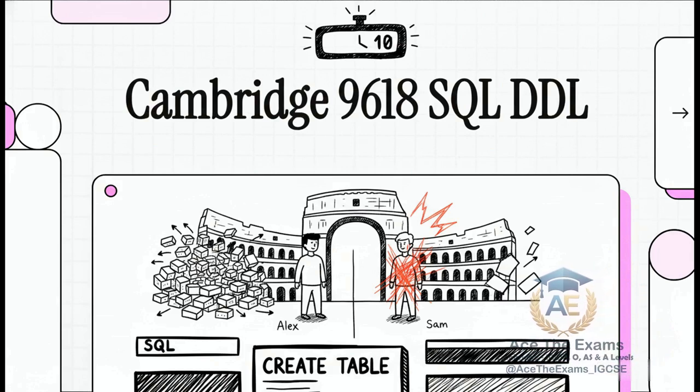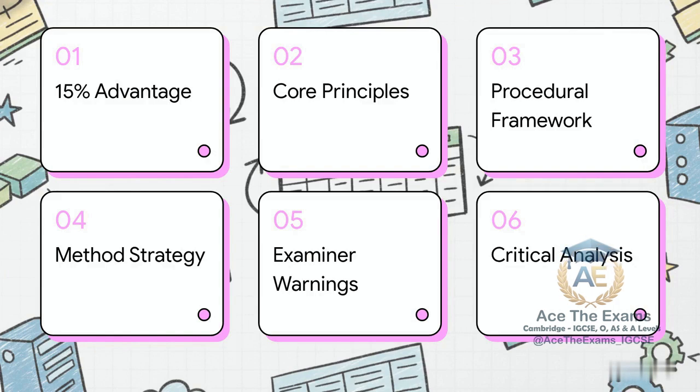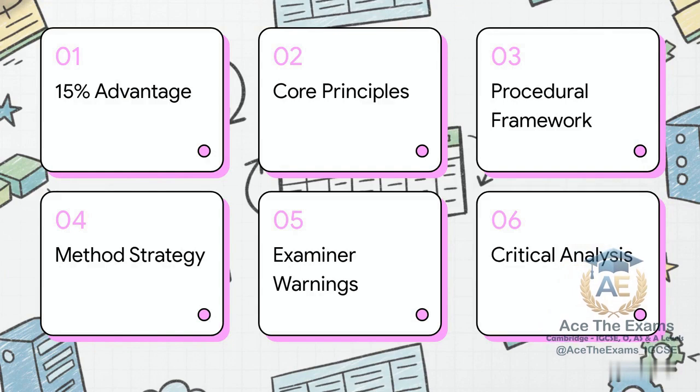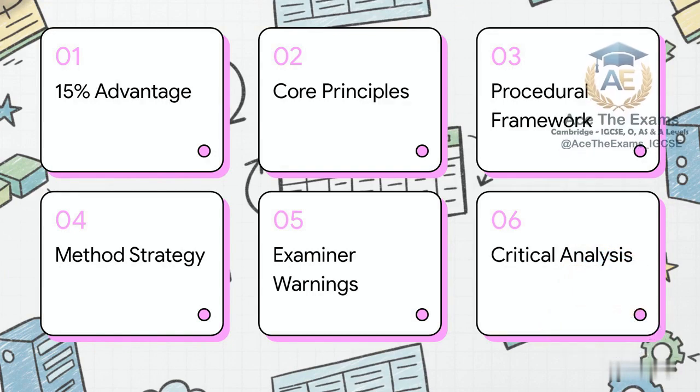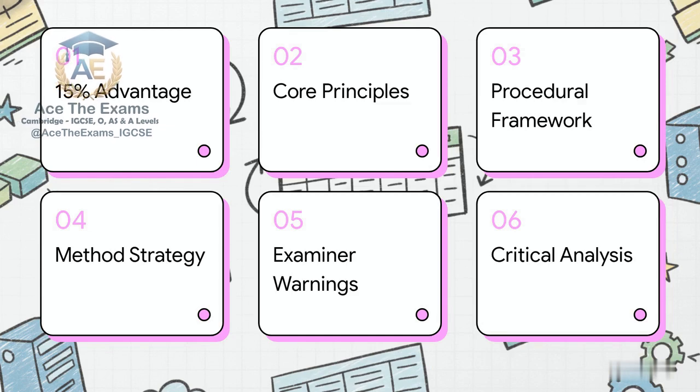But don't worry, because today, we are going to fix both of these approaches. We're going to turn those red marks into green check marks. So, here's our roadmap for today's session. We'll start with the 15% advantage, move into core principles, unpack the procedural framework, reveal the method mark strategy, highlight the top 3 examiner warnings, and finish up with critical analysis. Let's get right into it.